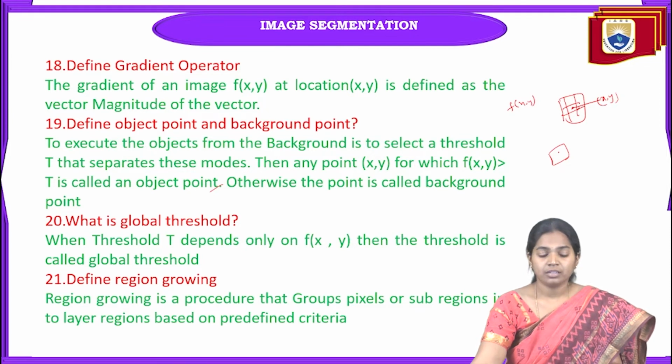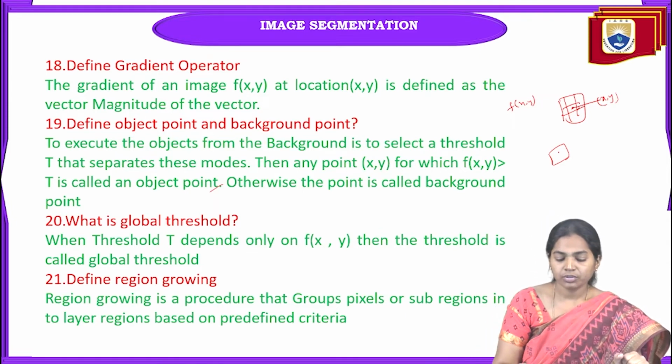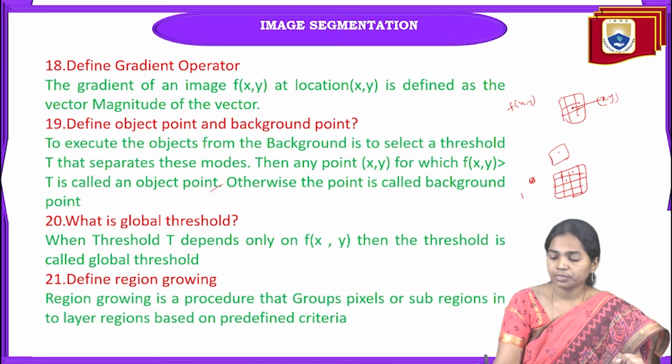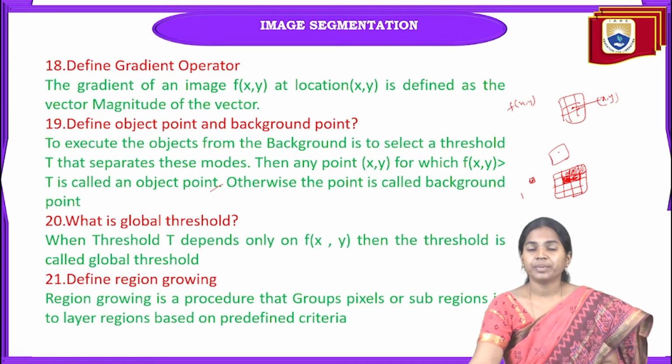Define region growing. Region growing is a procedure that groups pixels or subregions into larger regions based on predefined criteria. For example, this is my image. Here the gray level is 1. Entire in this image, this pixel value is 1, here also pixel value is 1, here also 1, and this pixel value is 0. So this pixel value is 1 and this pixel value is also 1, so the region is increased by adding one more pixel. Here also the value is 1, add this pixel also. Here also the pixel value is 1, add one more pixel. Like that, region growing is a procedure that groups pixels or subregions into larger regions based on predefined criteria.